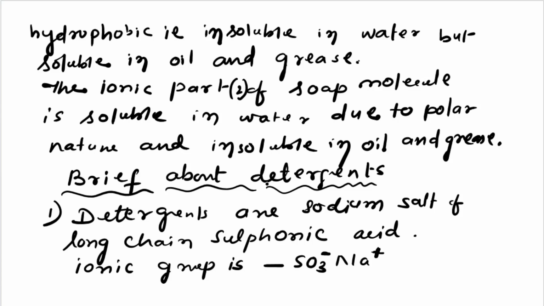Brief about detergent. Now, soap is easy. Soap, and then come to detergent. Detergents are sodium salts of long chain sulfonic acid. This is the group, the ionic group. There are two parts. One is the ionic part, which is water soluble, that is hydrophilic, and the long chain hydrocarbon, that is hydrophobic.